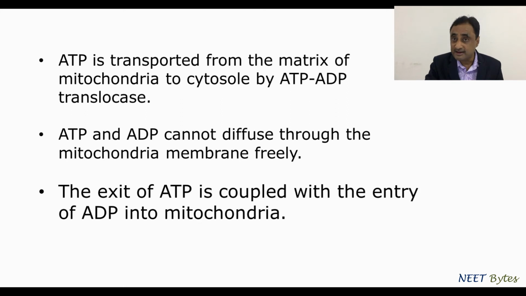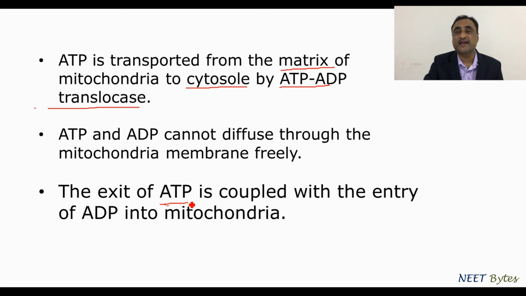So the ATP is generated inside the matrix, but the requirement of ATP is outside the mitochondria for the living beings. So how is it done? It is transported from the matrix of the mitochondria to the cytoplasm by ATP-ADP translocase that is present in the membrane. Okay.